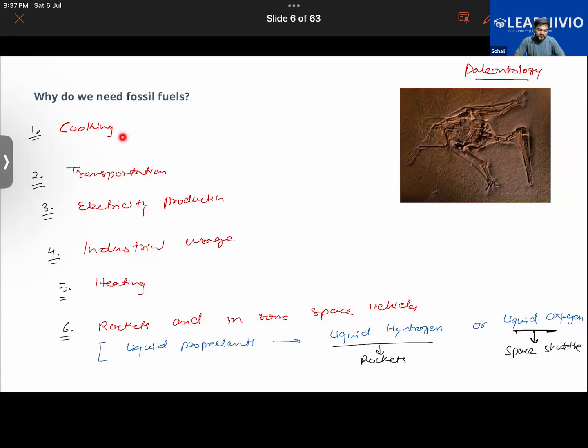We use them for various purposes like cooking, transportation, electricity production, industrial usage or heating. They are even used in rocket propellants, for example liquid hydrogen, which is used as a fuel for rockets. Liquid oxygen is a different example that wouldn't be counted as a fossil fuel, but since we are talking about rockets, I gave this example too.